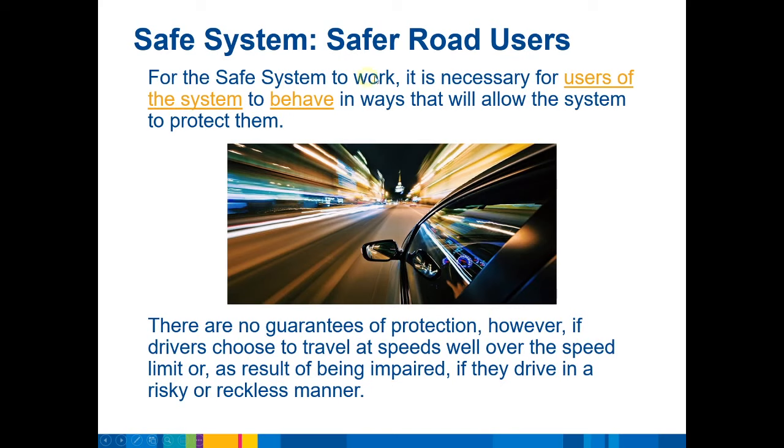Now, for the safe system to work, it is necessary for users of the system to behave. So people have to follow rules, and they have to do the things that allow the system to protect them. We don't have any guarantees of protection. There's no guaranteed safety, but if people are taking risks in terms of driving in an impaired fashion with their mobile phone, or if they're driving drunk or driving tired, or if they're speeding, all of these things, unnecessarily changing lanes or cutting close or cutting people off, all of these things increase their risk.